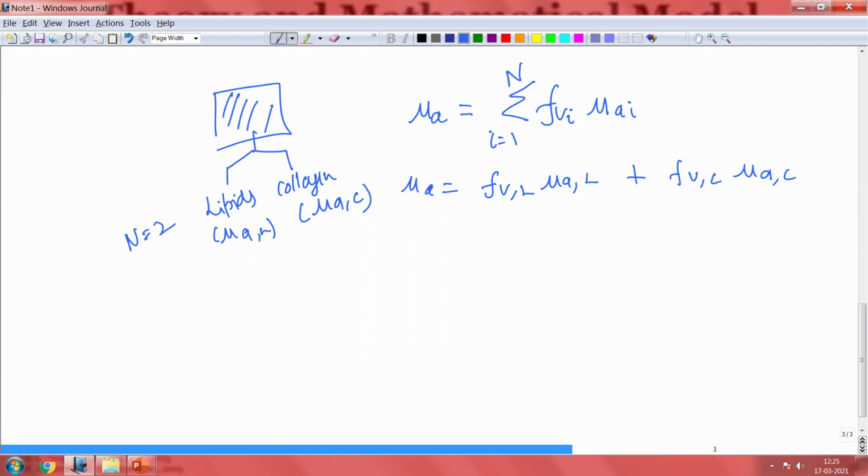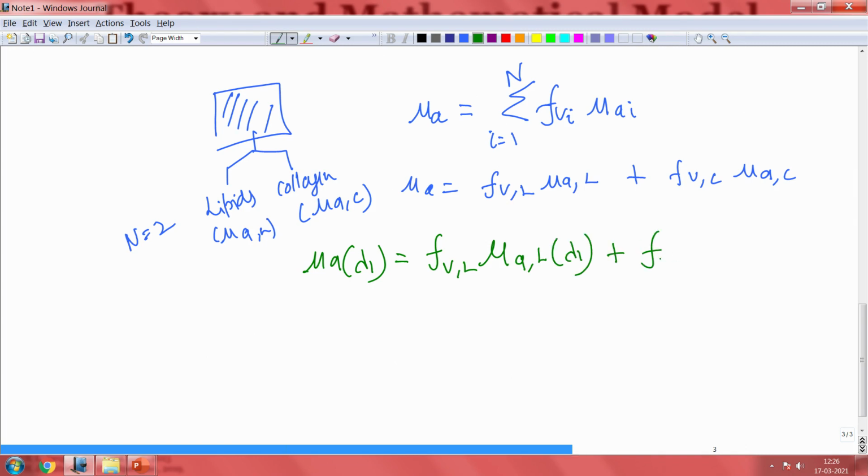Now, I can also make it a wavelength dependent mu. For example, mu a is going to be, for a certain wavelength lambda 1, written in terms of the volume fraction. The volume fraction of the lipid is not going to change based on the wavelength, but the absorption coefficient will actually change.